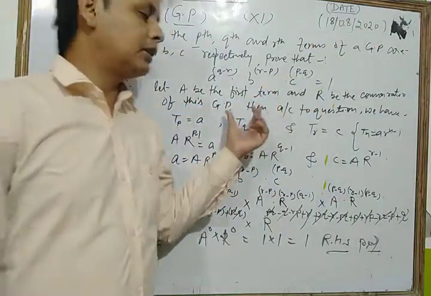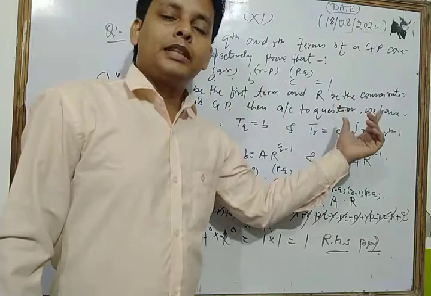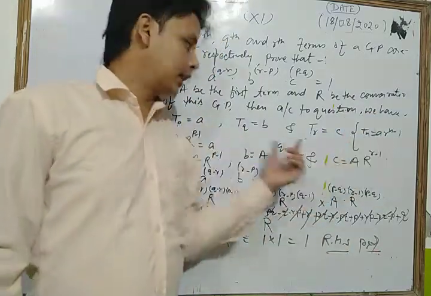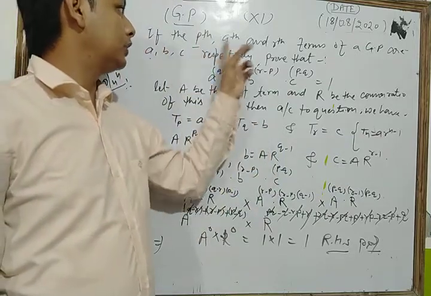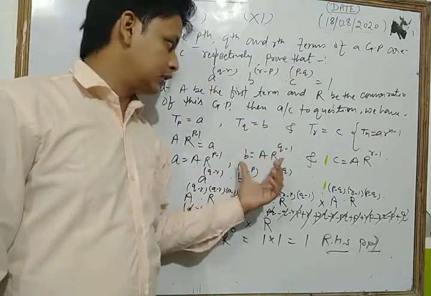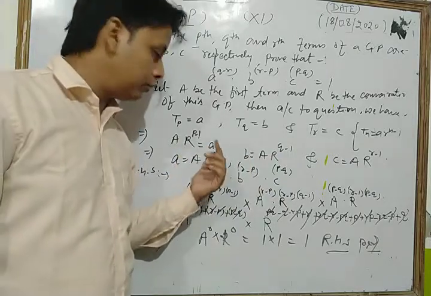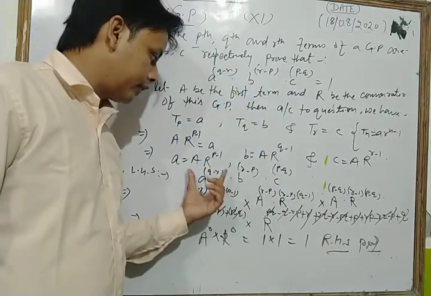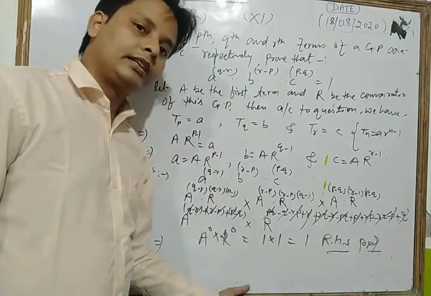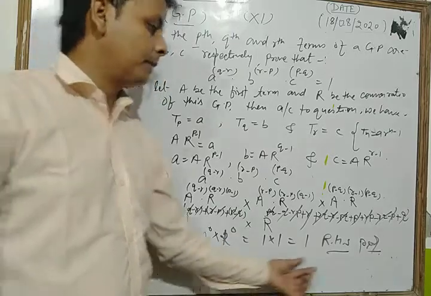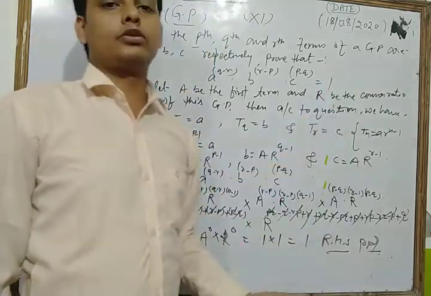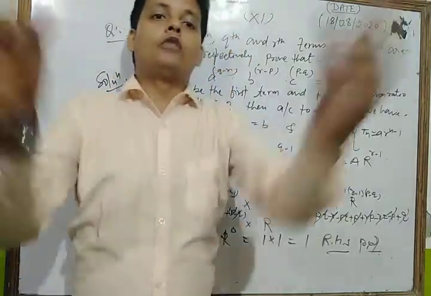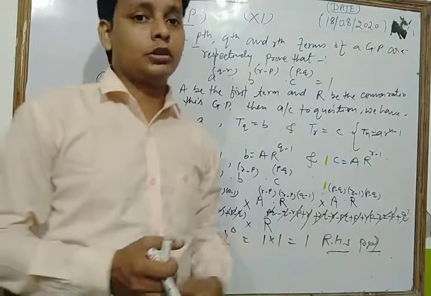First of all, we take a to be the first term and r to be the common ratio of this GP. Then by the formula of the general term, we have the pth term is a, the qth term is b, and the rth term is c. So in this way we get the values of small a, small b, small c. Now we take this as LHS. Now we put the values of a, b, c, and after solving that equation we get the value as 1, which is our result. So dear students, now you can solve each and every question of your NCERT exercise based on that type of question.